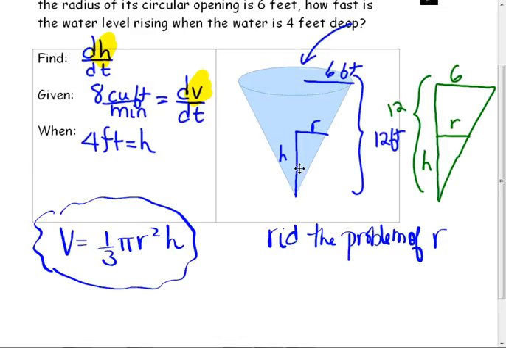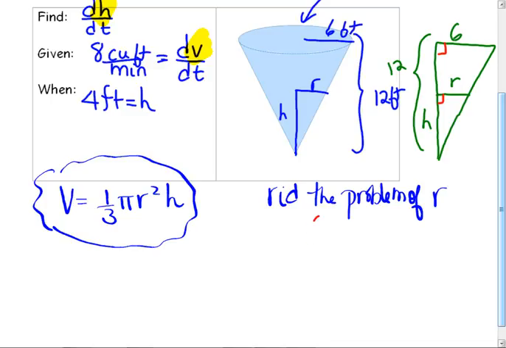Okay, what's the relationship here? What's true about the triangles? I know it's been a couple years. They're similar. They're similar triangles. So what's the proportion going to be? 6 is to R as 12 is to H.